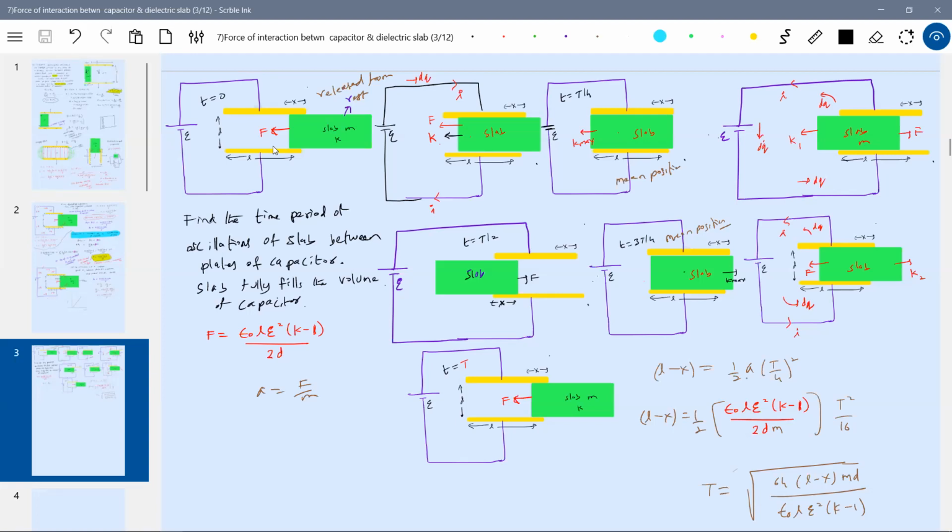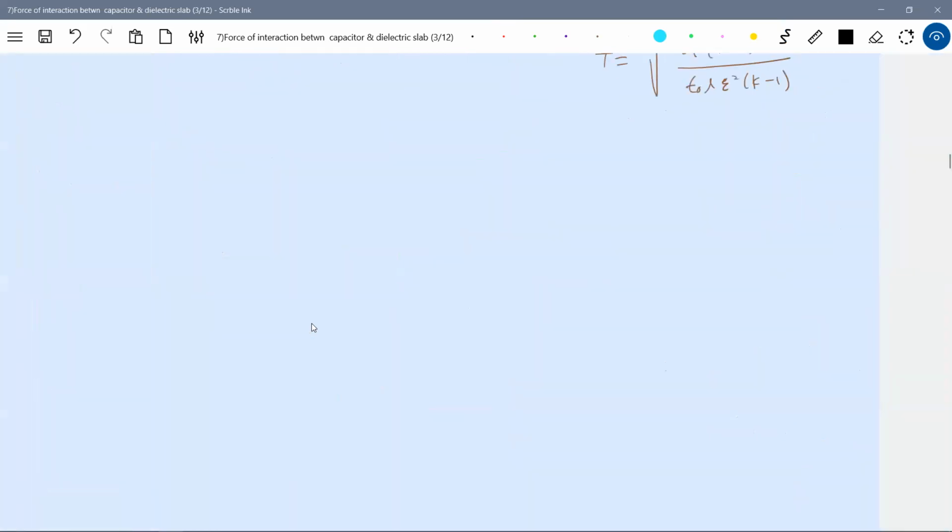Is the current flowing in the circuit, current I, constant or variable? It will be variable, no? If the speed of the slab is constant, the current will be constant. I'll move to the next application.